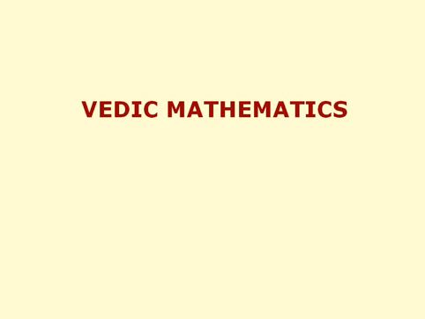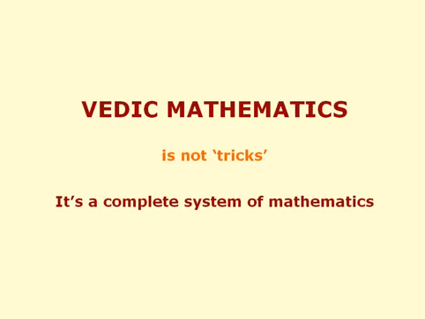Hi, in this video you'll see that Vedic mathematics is not just a collection of tricks, as some people think, but a complete system of mathematics. So suppose you want to multiply two numbers, 21 by 23. In the Vedic system we use a simple pattern, and it comes under the formula vertically and crosswise.